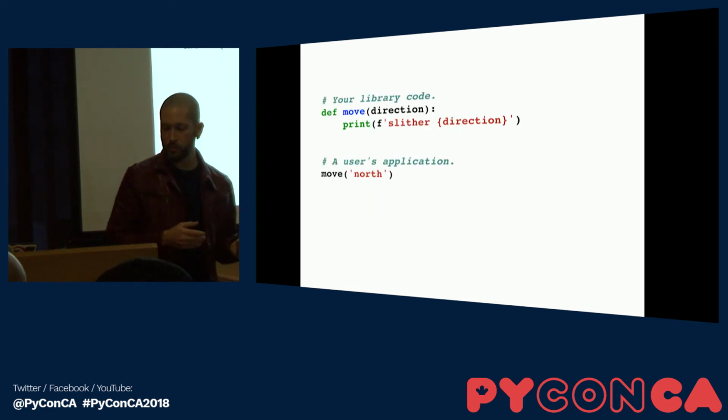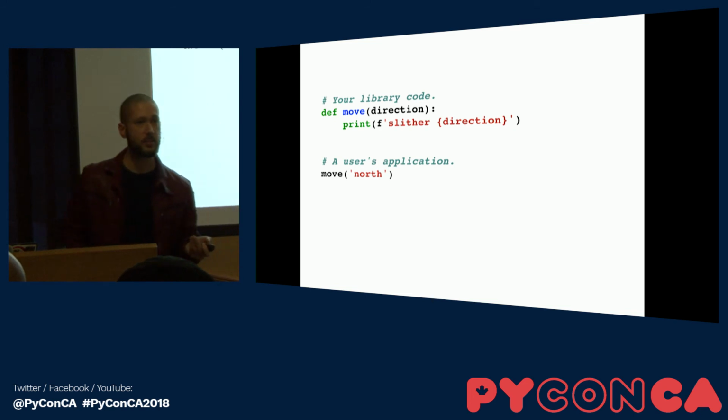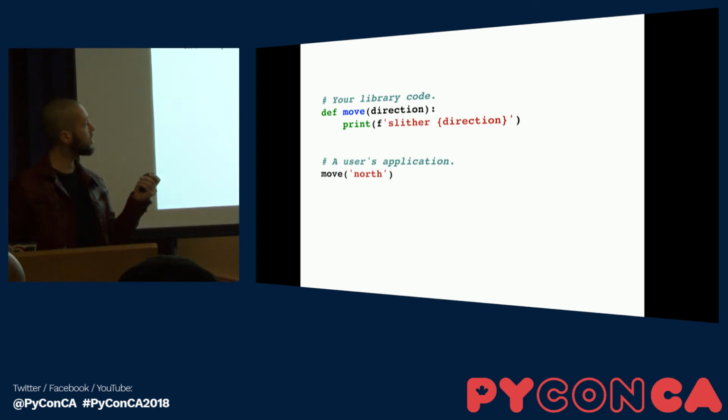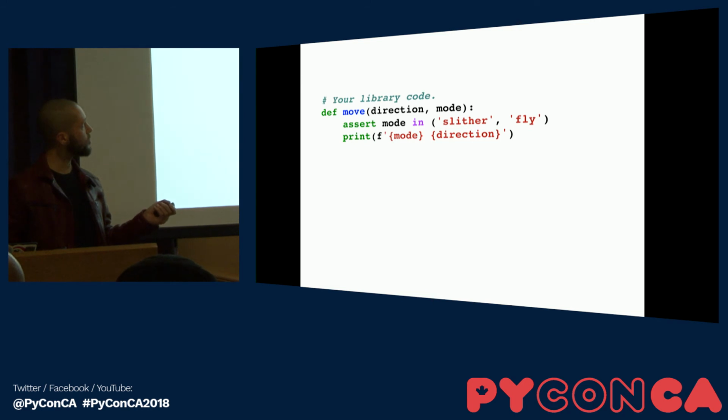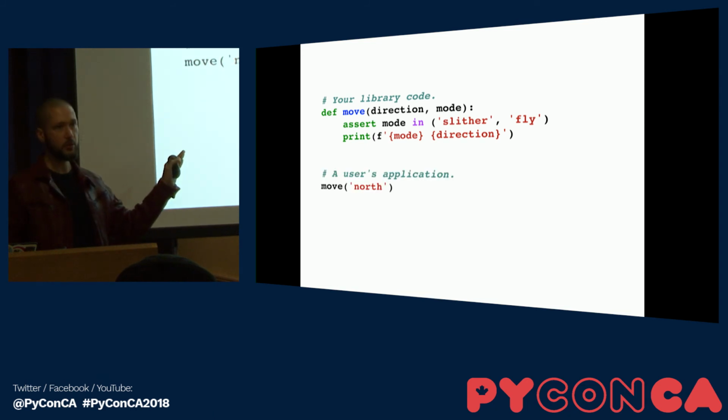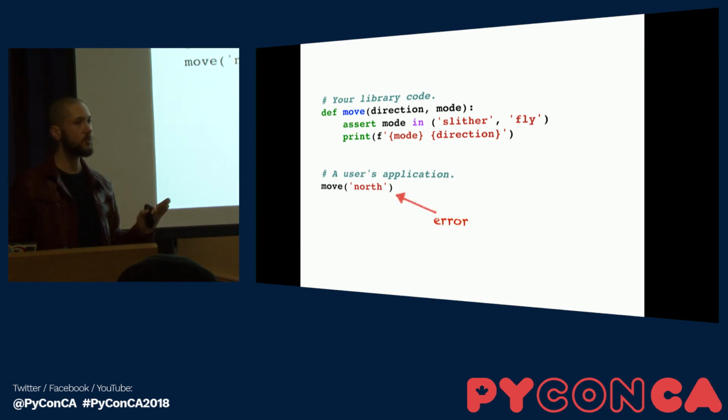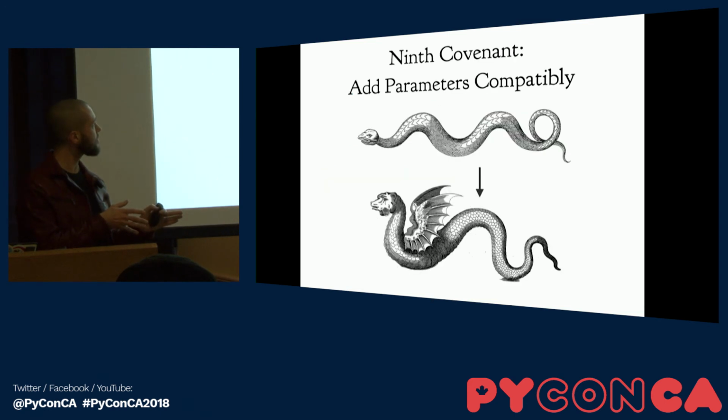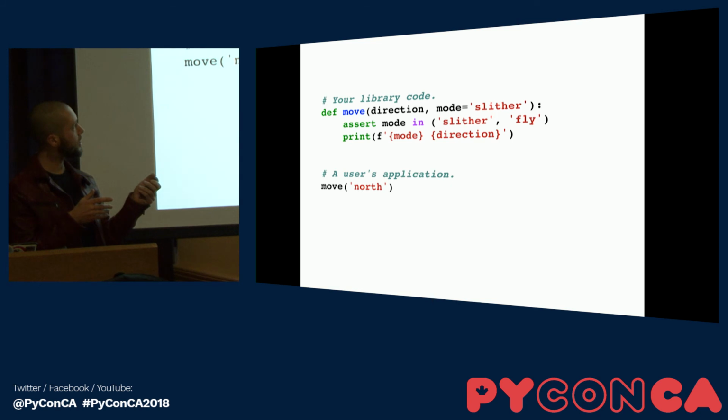So far, the only way it can move is it can choose its direction, but it always slithers. So you have to give it an option to either slither or fly. But of course, you can't just add this parameter because there's still user code out there that only passes the one parameter. We can avoid breaking code like this if we follow this covenant to always add parameters compatibly. So the way to add a parameter compatibly is to give it a default value that preserves the old behavior.